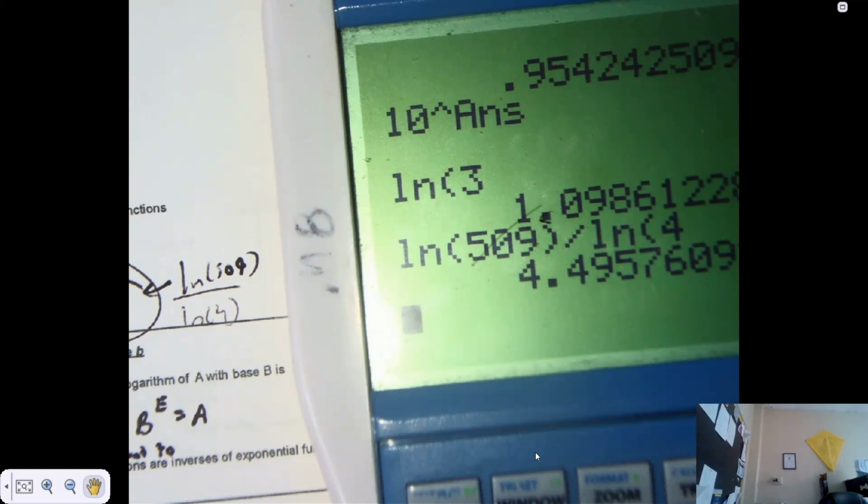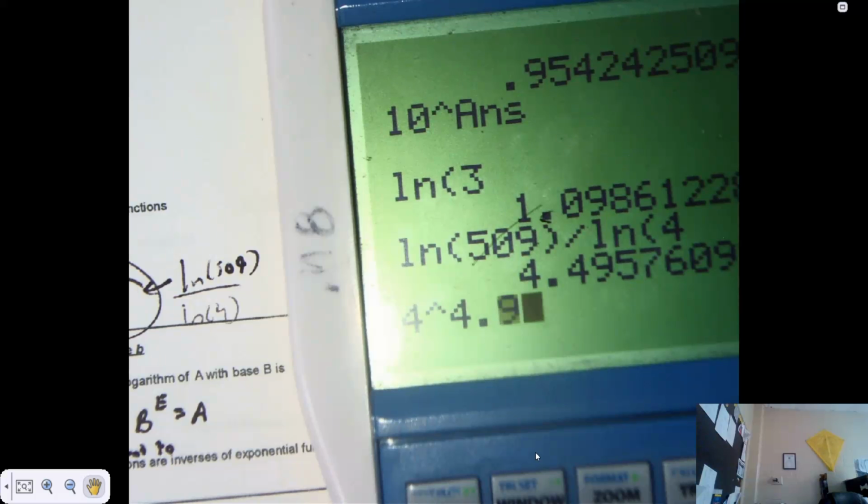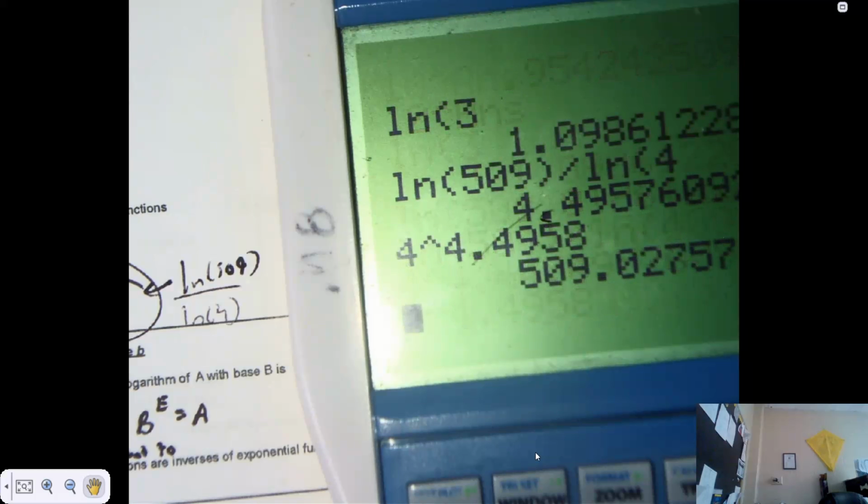It turns out if you take 4 and you raise it to this decimal, and I'm just going to type down 4 digits of it, I'm not going to type down all of it, you get really close to 509. I rounded too, by the way. That's how it works. All right, so there's a simple using change of base.